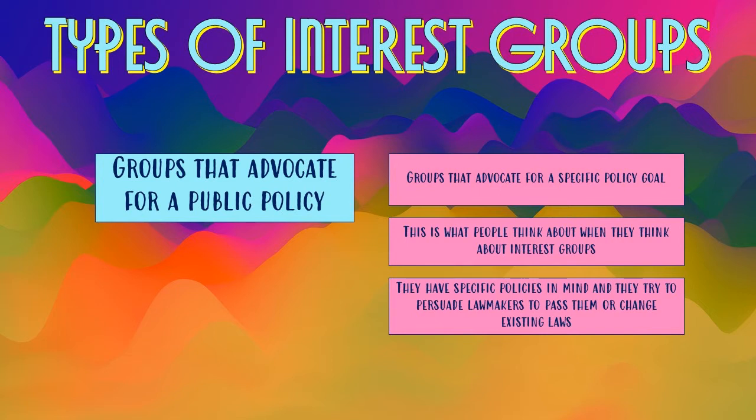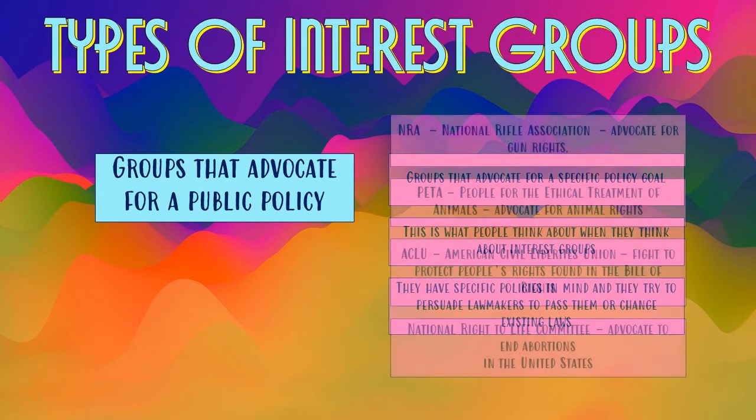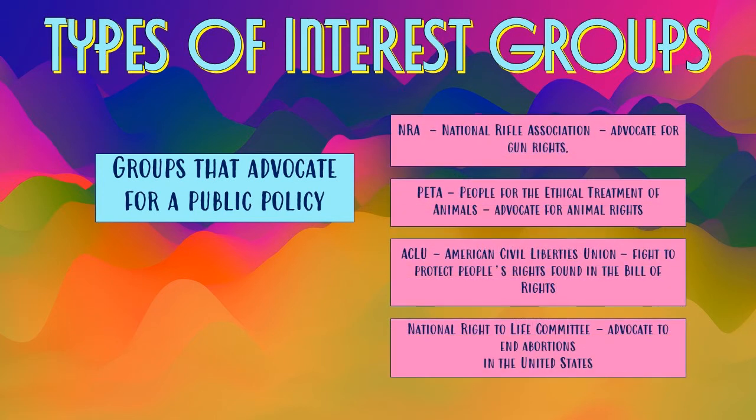They're going to work with lawmakers, and with decision makers at all different levels of government, to try to get them to pass policies that they want or to change existing laws to be more in line with something that the group likes. Some examples of this type of interest group are probably ones that I think you guys would have come across before.